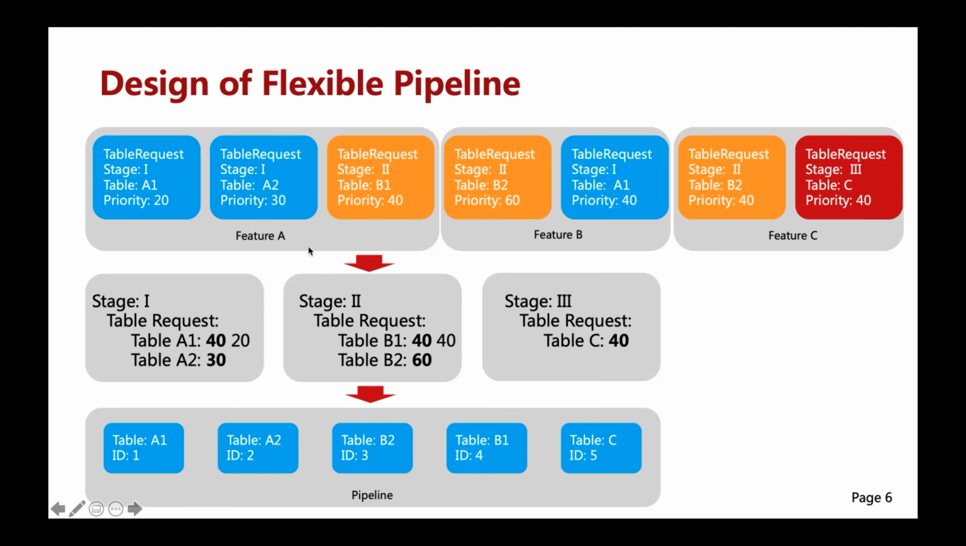First, for feature A, it requests 3 tables: in stage 1, stage 2, stage 1 for A1 priority 20, A2 priority 30. Table B1 priority 40. For feature B, it requires 2 tables in stage 1, stage 2. Feature C, it requires table B2C.